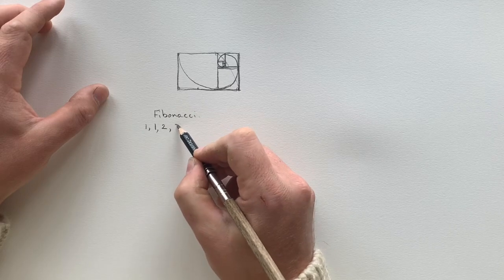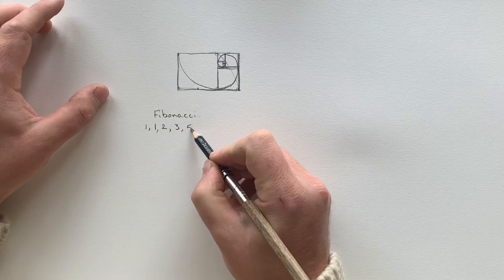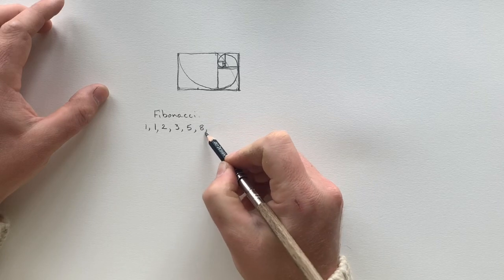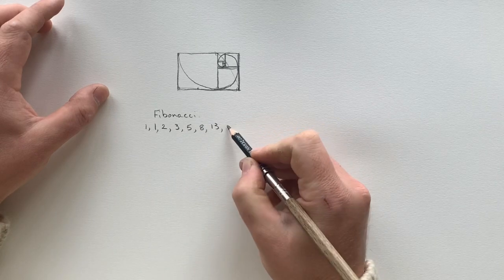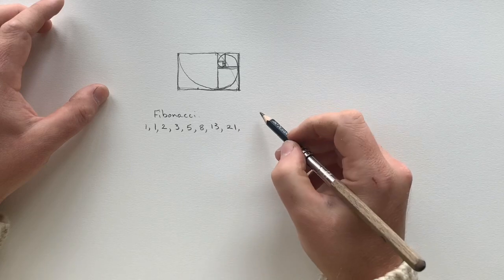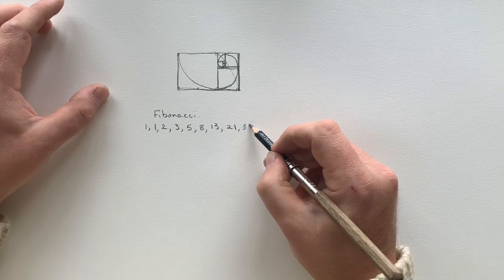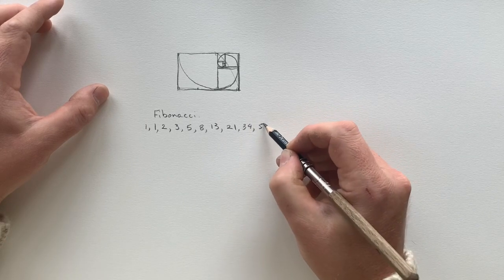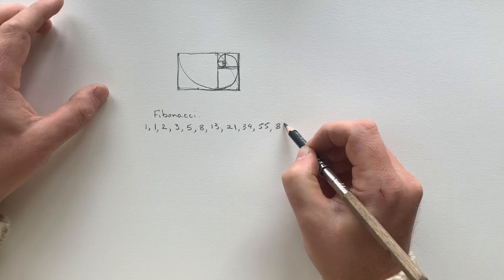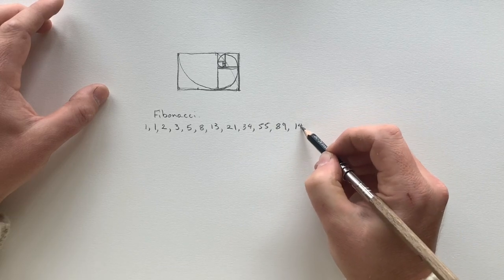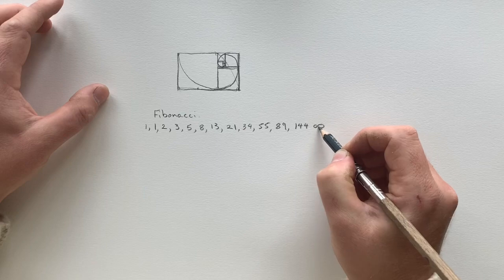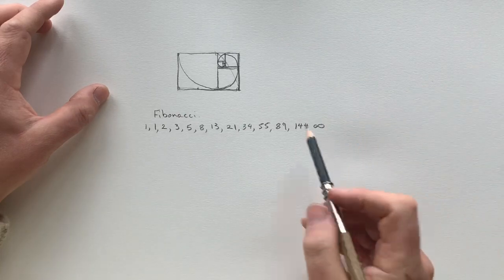2, 3, 5, 8, 13, 21, 34, 55, 89, and 144. And that would continue on. That goes on for infinity.